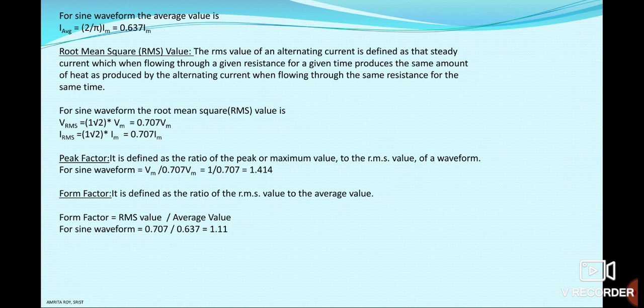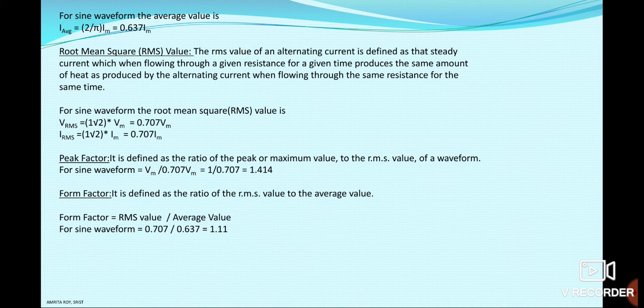Now what is root mean square value? The RMS value of an alternating quantity is that steady current which, when flowing through a given resistance for a given time period, produces the same amount of heat as produced by the alternating current when flowing through the same resistance for the same time. For a sine waveform there are two RMS values, Vrms and Irms. Vrms has a value of 1 by root 2 into the peak value Vm. So the RMS and peak value relation is given by Vrms or Irms equals Vm or Im by root 2. That gives us a value of 0.707 Vm or Im.